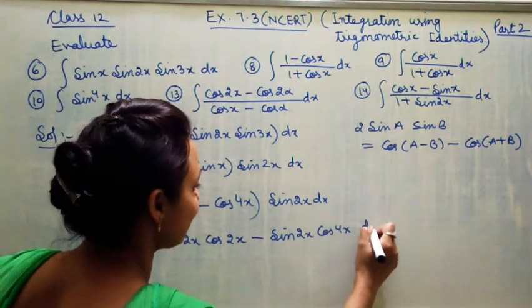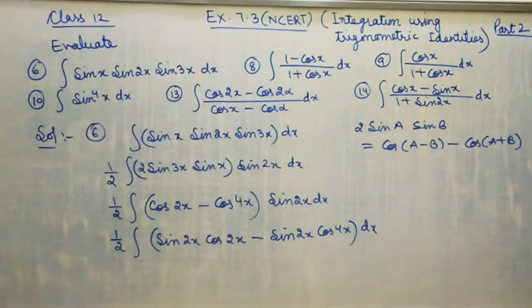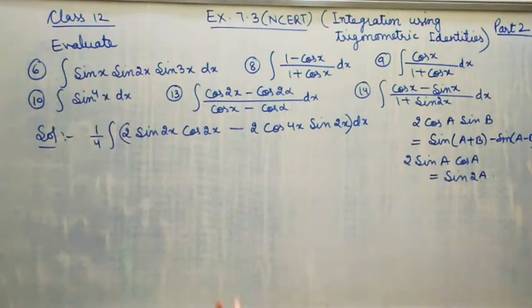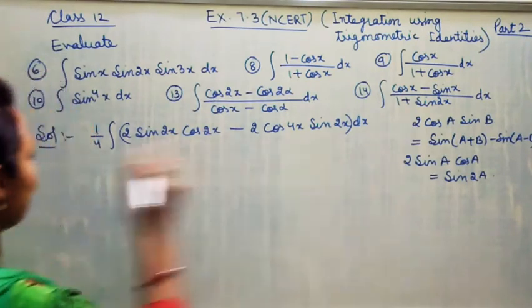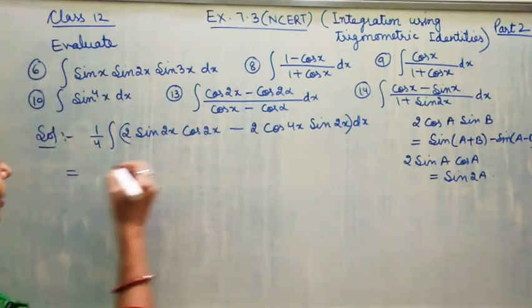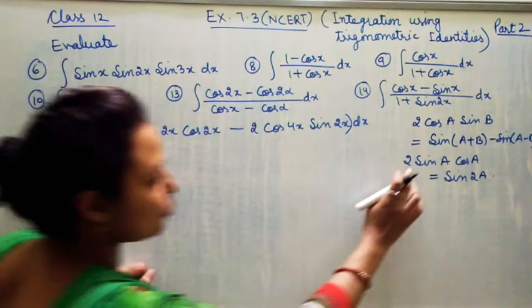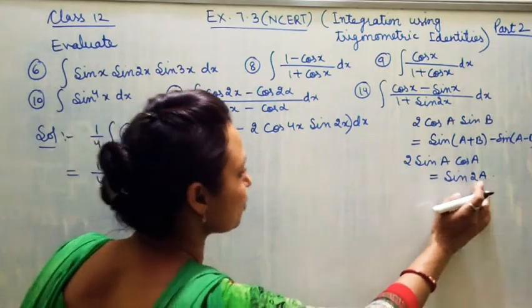Now I will again divide and multiply by 2. For this I will do the multiplication and division. Now I have written down the last step in this form. I will write the cos first of all, that is 1 by 4. This 2 sin A cos A equals sin 2A.